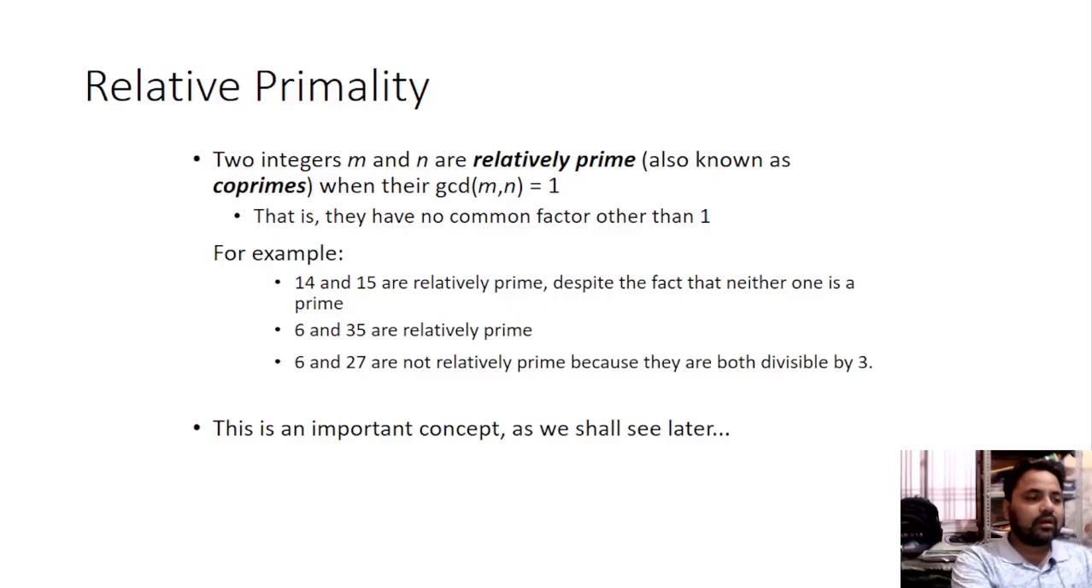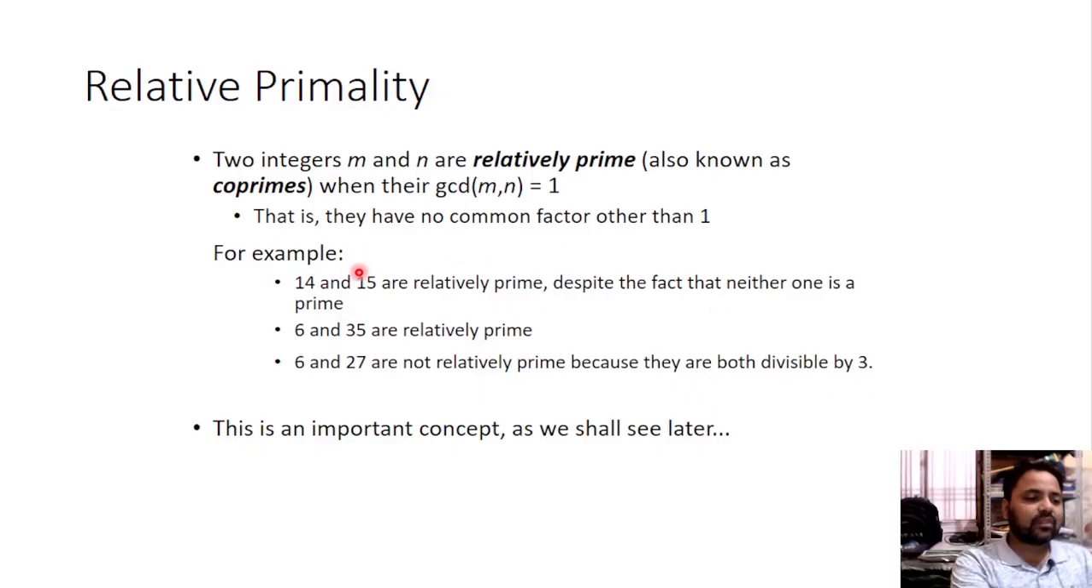Same for relative primality: two integers m and n are relatively prime, also known as co-prime, when their GCD of m and n equals 1, that is, they have no common factor other than 1. So here we can find many co-primes by using the concept that the GCD of two numbers must be equal to 1. For example, 14 and 15 are relatively prime despite the fact that neither one is a prime. 6 and 35 are relatively prime. 6 and 27 are not relatively prime because they are both divisible by 3.